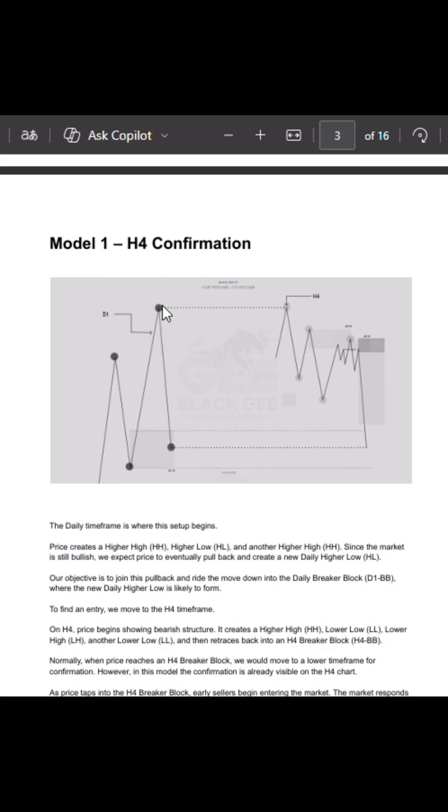So we want to be in this sell when price is trying to create the daily higher low before creating a new higher high. So we move down to the H4, and on the H4 you can see price create a lower low, then lower high, lower low, then move back to the H4 breaker block right here. This is where we are going to look for confirmation to take the sell position and target the daily breaker block. So let me zoom in and show you the confirmation we need here to take the sell.